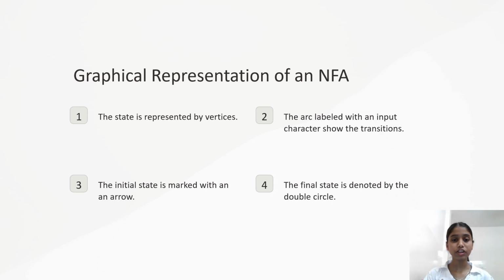So what is the graphical representation of an NFA? The state is represented by the vertices. The arc labeled with an input character shows the transitions. The initial state is marked with an arrow and the final state is denoted by the double circle surrounded by it.